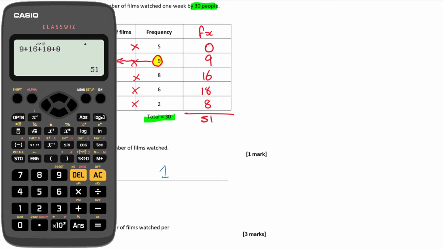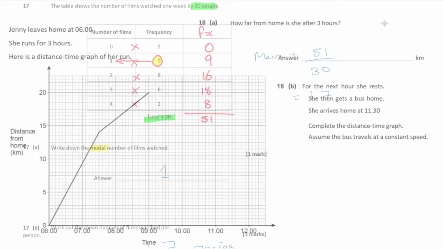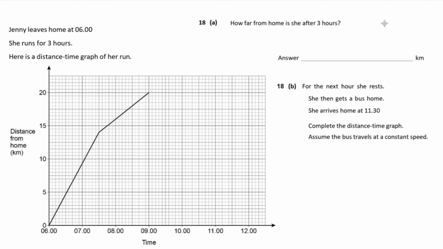So then the mean number of films watched is going to be the total number of films, which is 51, divided by the total number of people, which was 30. So 51 divided by 30. Apparently that's 1.7. 1.7 movie. Okay, I would be annoyed if I had to watch 1.7 of a movie. But there we go. That's the mean. 1.7.